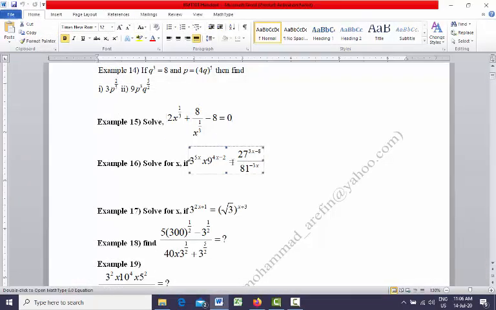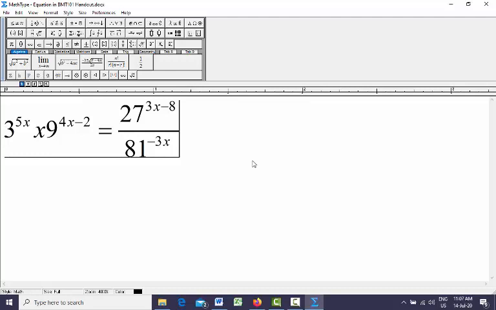So now let us solve the next one. Example 16. Solve for x. That means you need to find the value of x. So let us solve it. This is the equation.